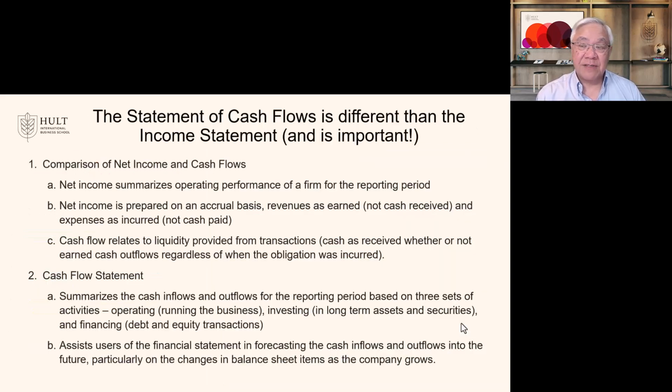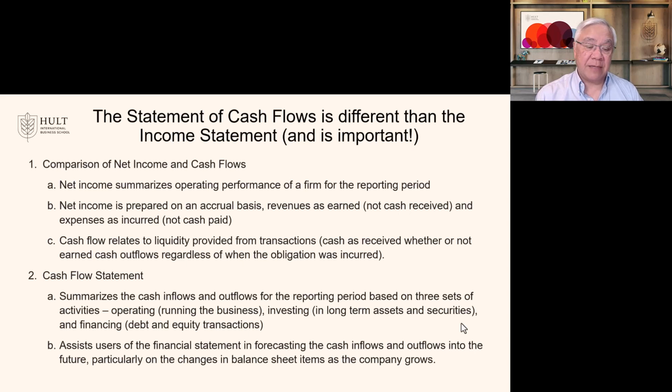The statement of cash flows is very different from the income statement. Let's compare it. First, net income summarizes the performance of the company for the reporting period. It's prepared on an accrual basis. Revenues are recorded as earned, regardless of whether we got the cash or not, and expenses as incurred, again, whether or not we paid out the cash. The cash flow relates to the liquidity provided from the transactions. Cash and cash movements are the purpose of the statements. It looks at things from a very different vantage point than the accrual basis income statement.